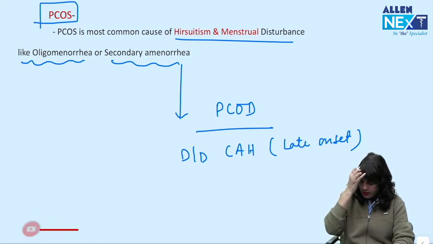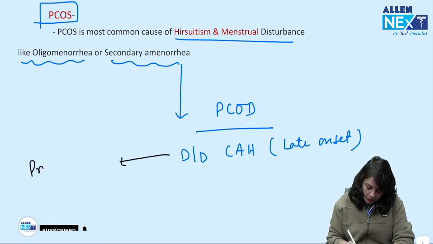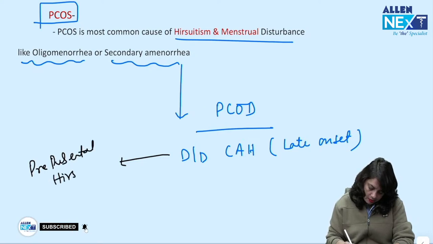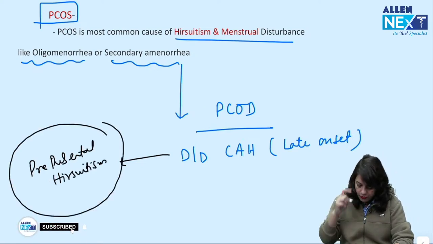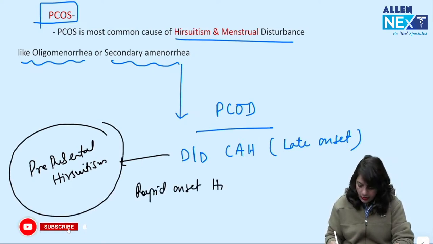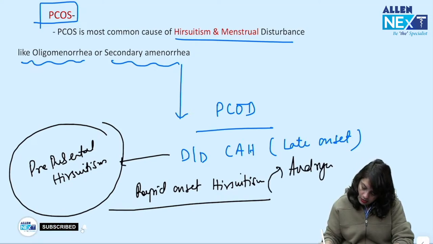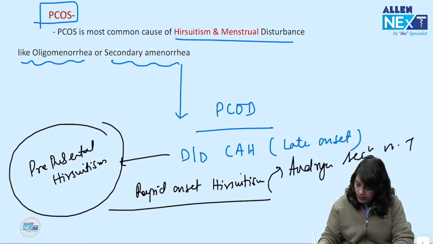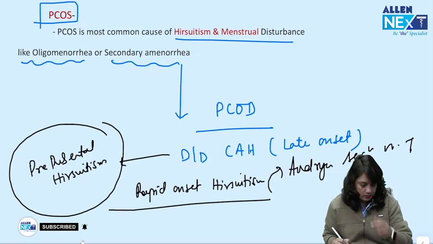Okay. Now, in cases of congenital adrenal hyperplasia, they will give you a history of prepubertal hirsutism. If it is rapid onset of hirsutism, then your answer can be androgen secreting ovarian tumors. Okay.